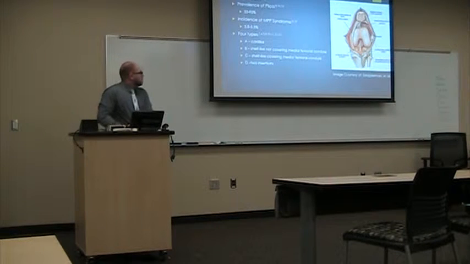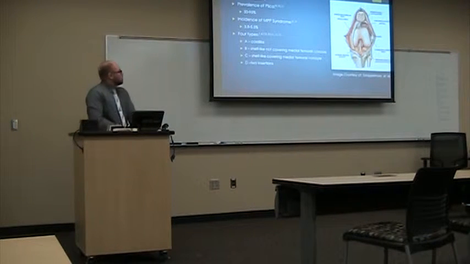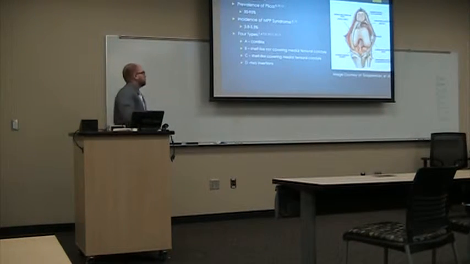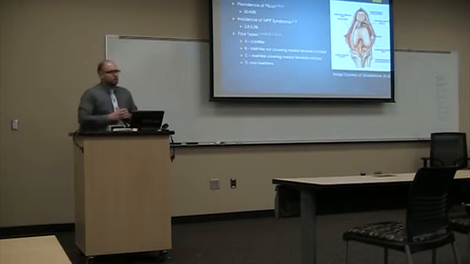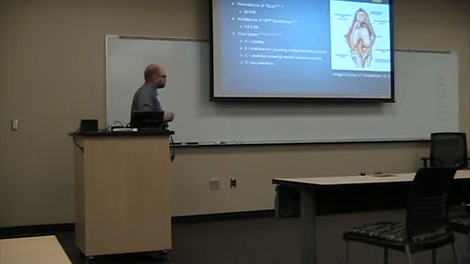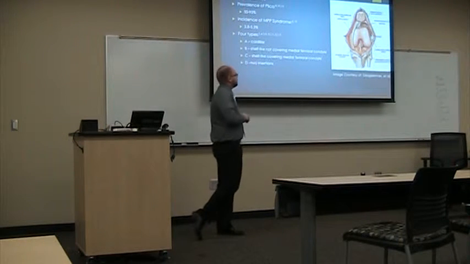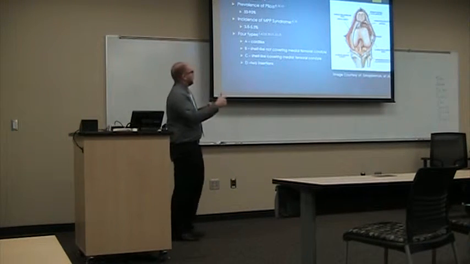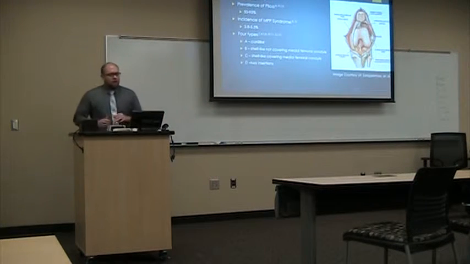There are 4 different types. You have type A, which is more of a cord-like structure. Type B is a shelf-like structure that doesn't cover the femoral condyle, and also type C. As you can see here in the picture, it's more like type C, how it covers the medial femoral condyle there, and then also type D, which has 2 insertion points.